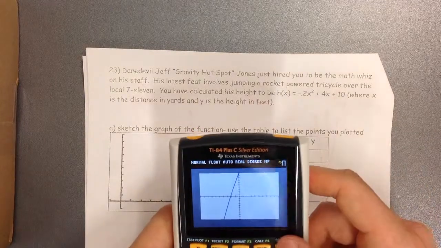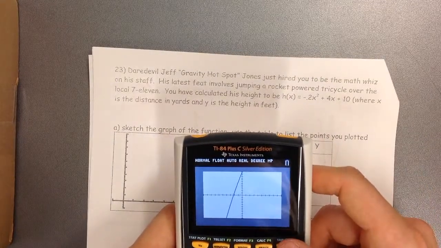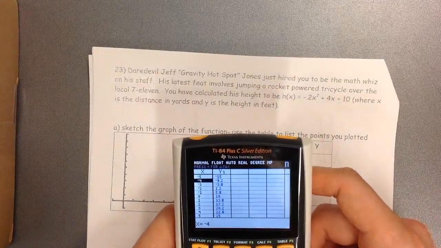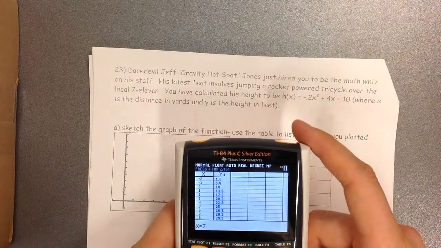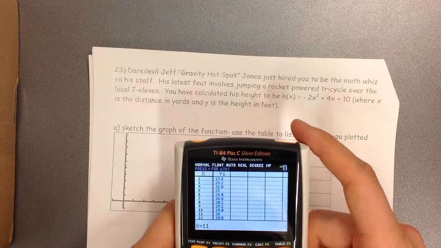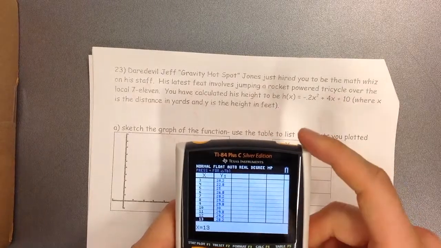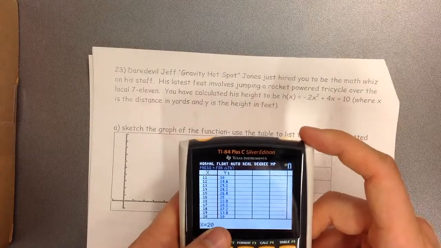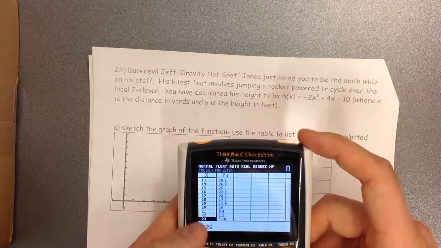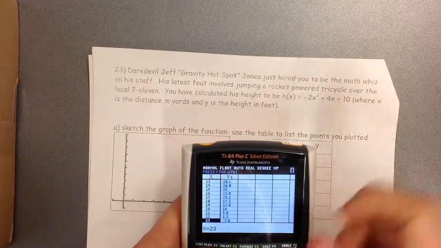So I'm going to go into my table to see if I can find a good window range. I'm looking at my table, looking at the y value. As he goes, of course, he's going higher and higher into the air. He gets about 30 feet in the air, and then he starts coming back down. You'll notice that y value. This is him coming back down, and at 23 feet, we've got a negative y value.